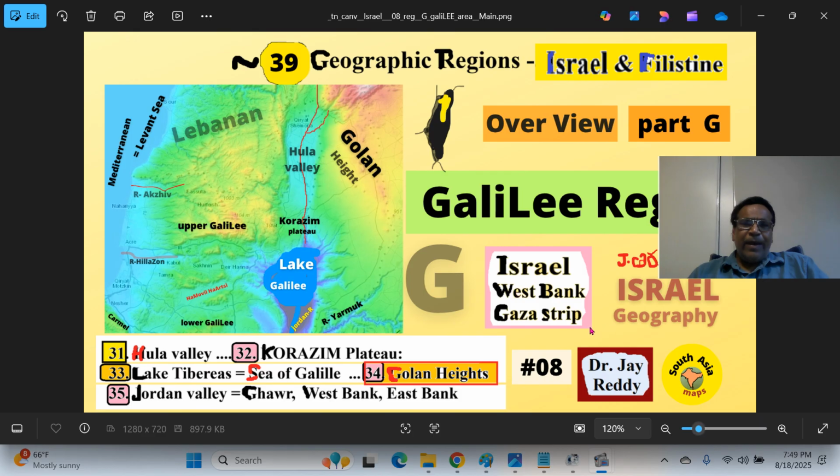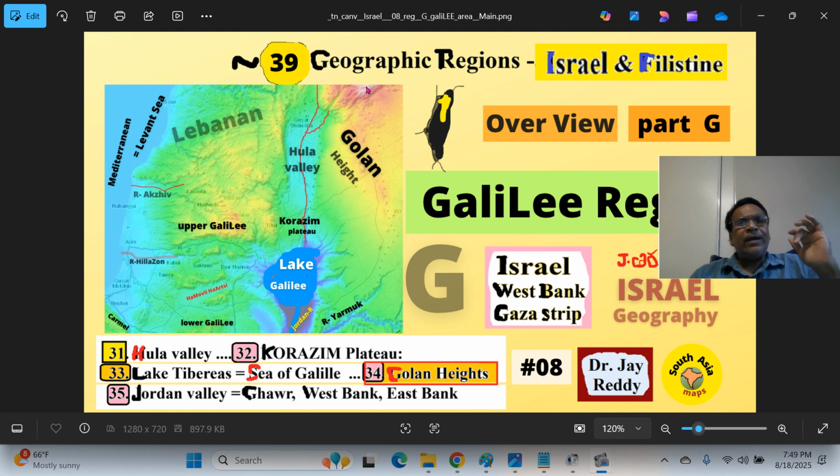Israel, West Bank, Gaza Strip region, essentially the historic British mandatory Palestine, existed post World War I from 1918 to 48. And number 31, there is a Hula Valley. This is the Hula Valley. This is the Lebanon region. And this is the Bekaa Valley, and the Litani River will be here, in the Bekaa Valley.